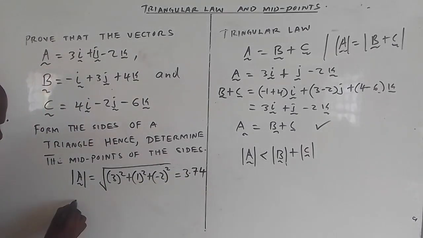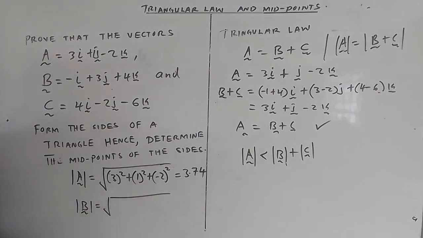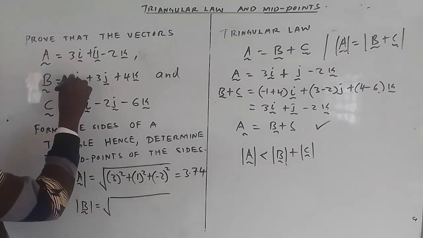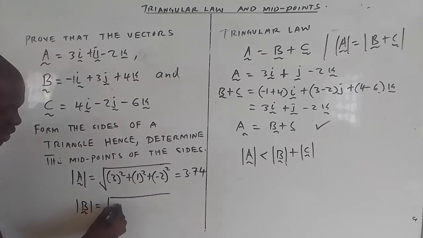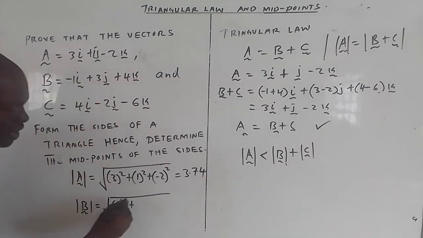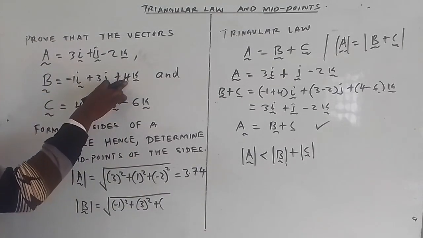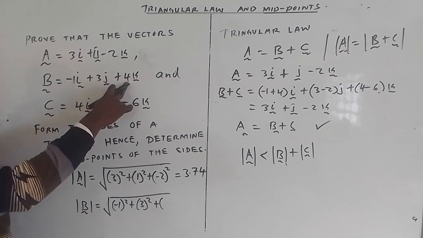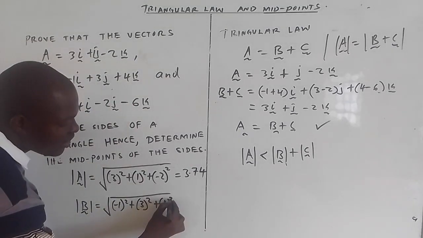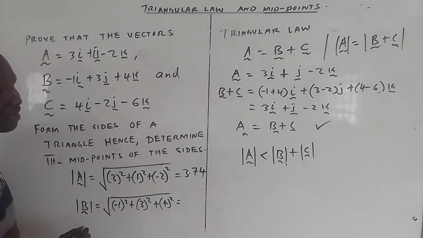3.74, isn't it? Then get me the magnitude of vector B. What is the Pythagorean theorem? X squared, x is negative 1, isn't it? That is negative 1 squared plus y squared, y is positive 3, isn't it? Positive 3 squared, but both negative and positive, when they are squared, they will all be positive, isn't it? Plus z squared, z is 4, so 4 squared. What do you get? 5.10.